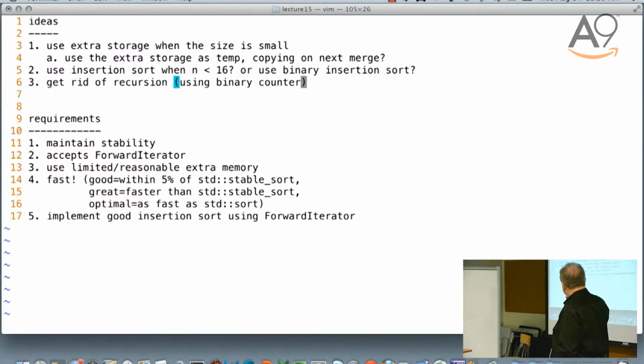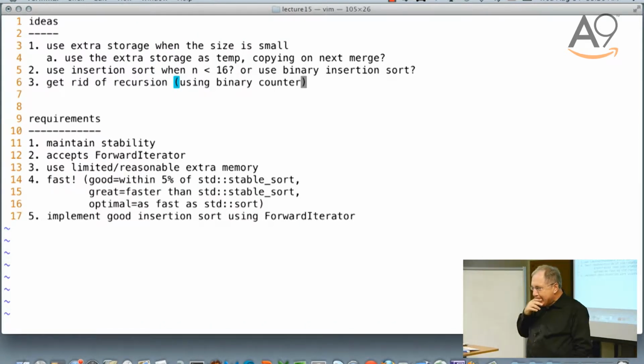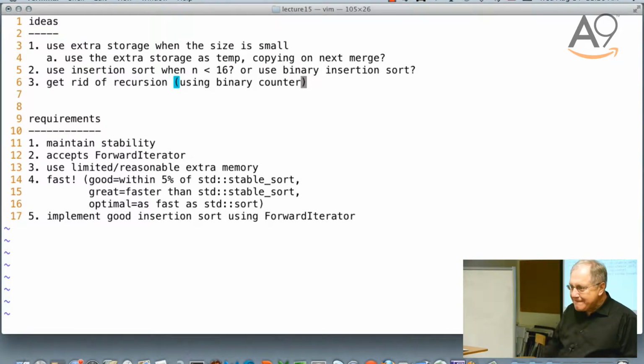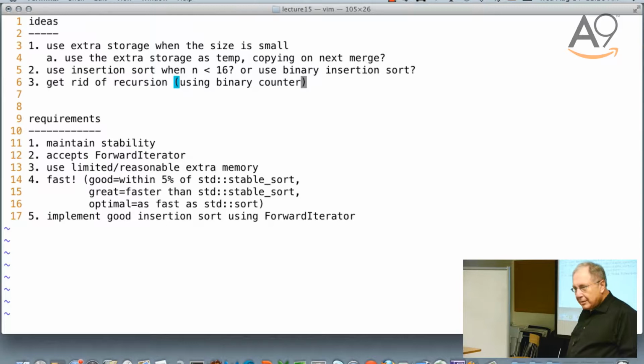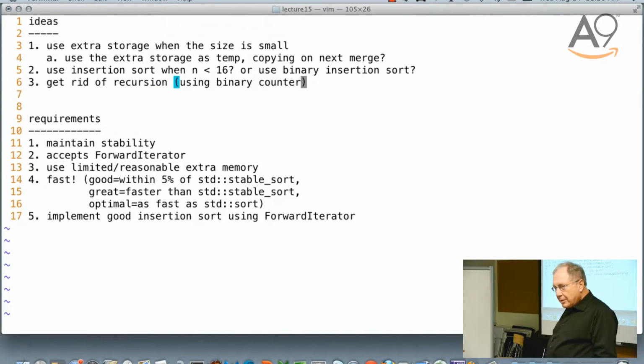So, get rid of recursion using a binary counter. What else could we do? Actually, going back a step, using binary insertion sort, isn't that going to be better than just a regular insertion sort? So maybe the n would be useful for larger numbers than 16? Well, it's for some n, yeah, he said.